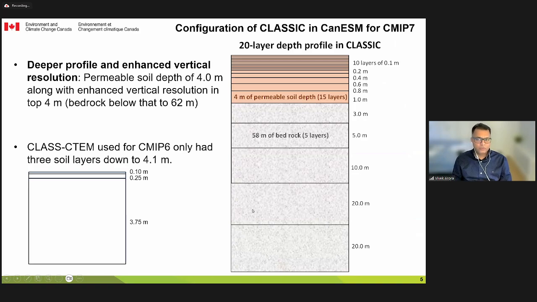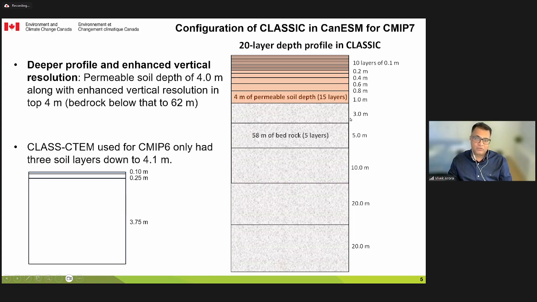Okay, so what we have done, and this is available in version 5.2 that Carsten mentioned, is we went from only 3 soil layers in Class CTEM. The top layer was 10 centimeters, the second layer was 25 centimeters, and then there was a huge thickness for the third soil layer, 3.75 meters. That configuration served us, but it did not do permafrost properly. And you can imagine, because the third soil layer is so thick.